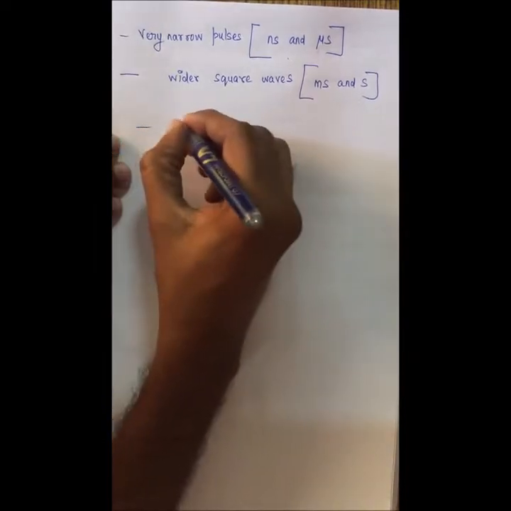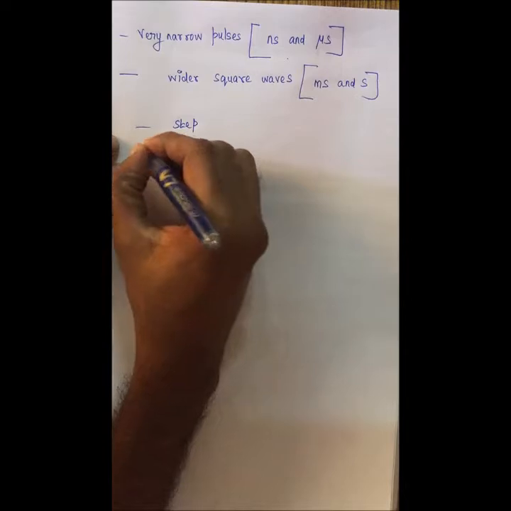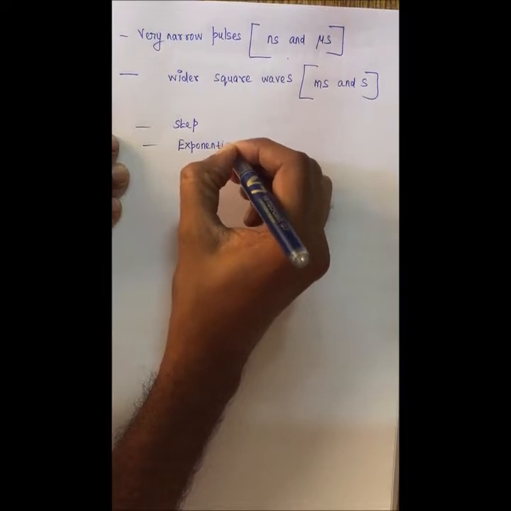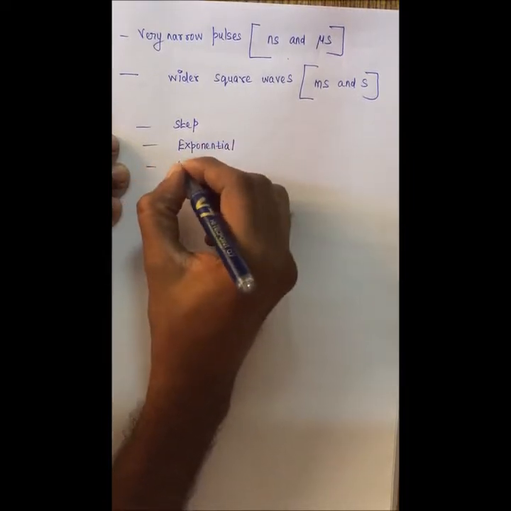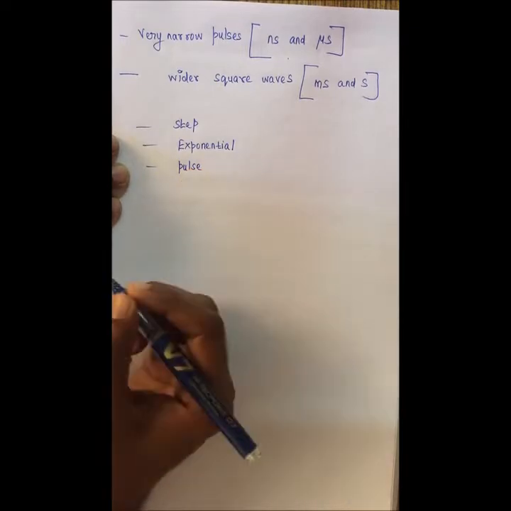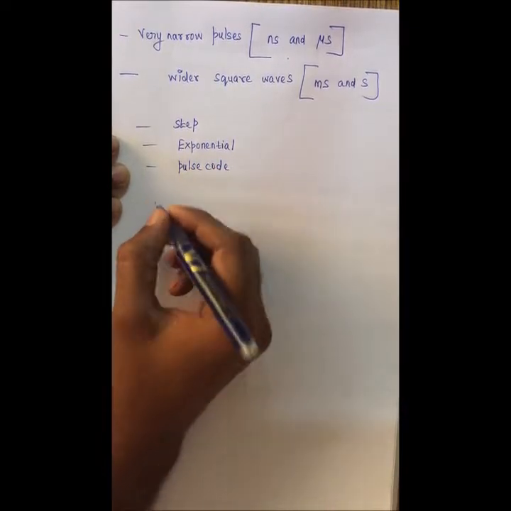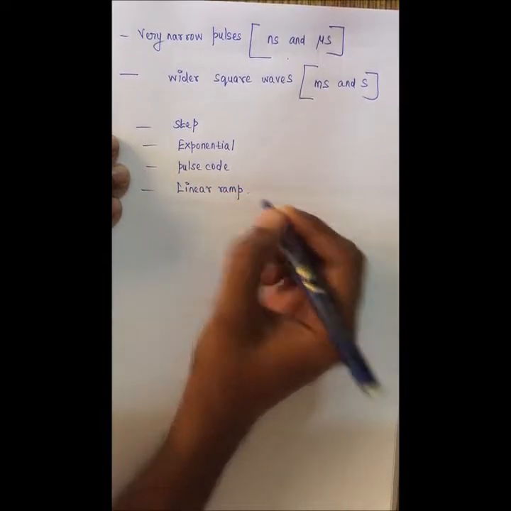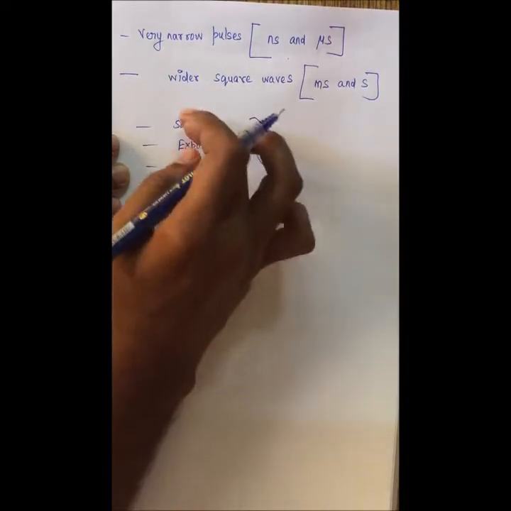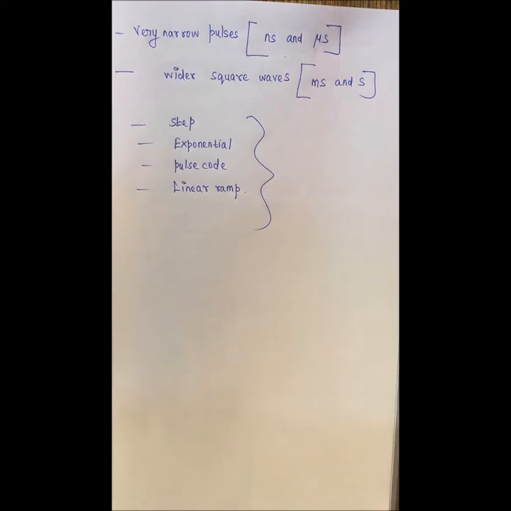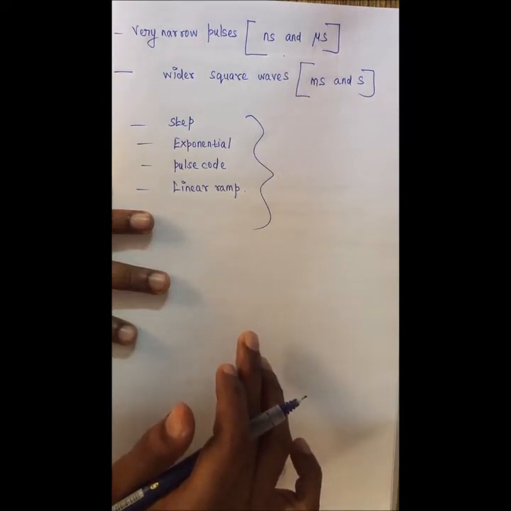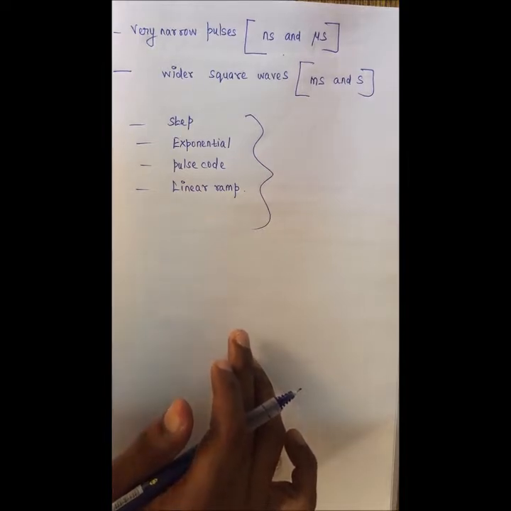They include step and exponential, pulse, chord, linear ramp, and so on. So it's mainly step, exponential, pulse, and linear. So these are the main categories of signals we will be analyzing, and we will be learning how to generate them.